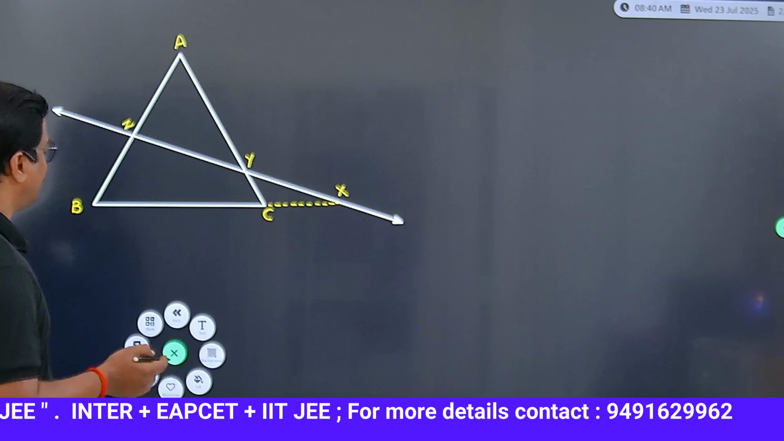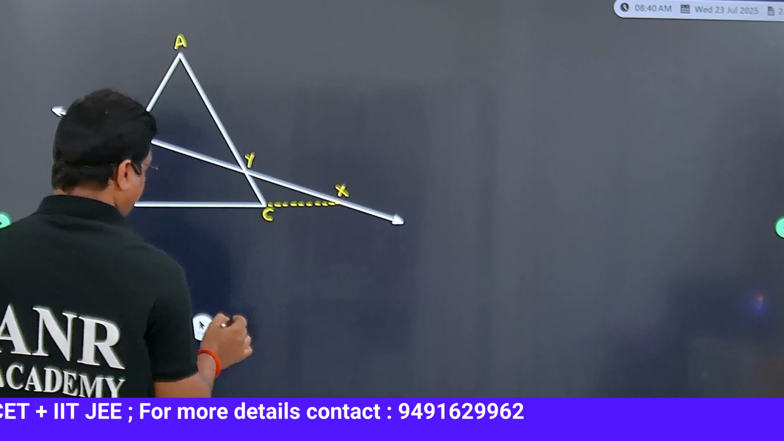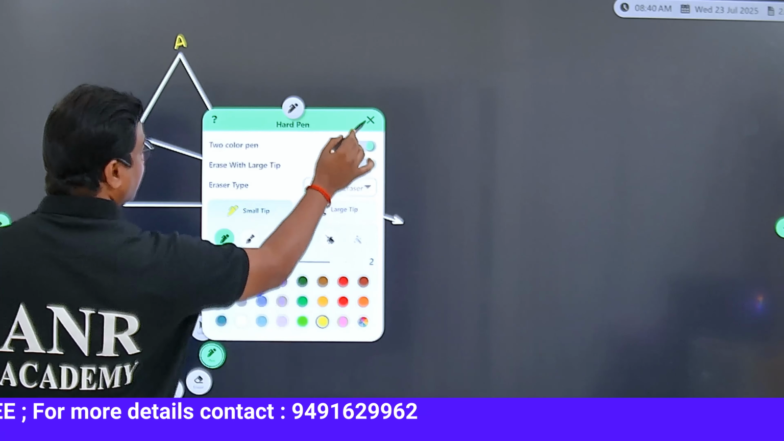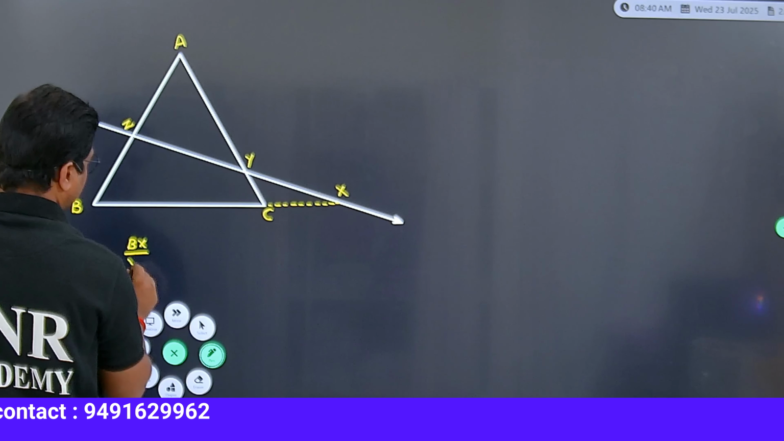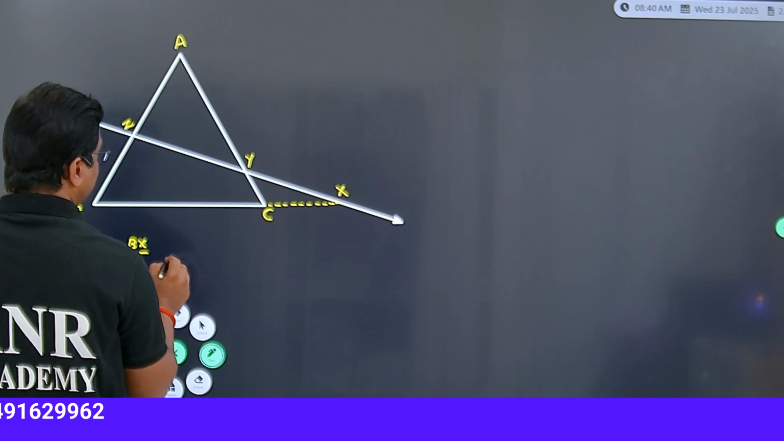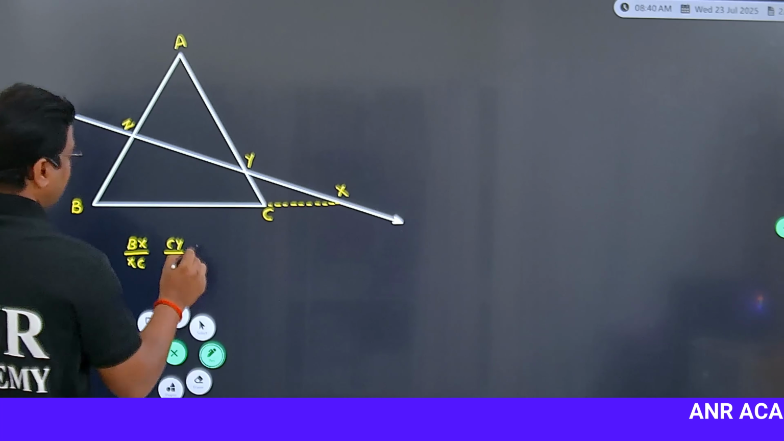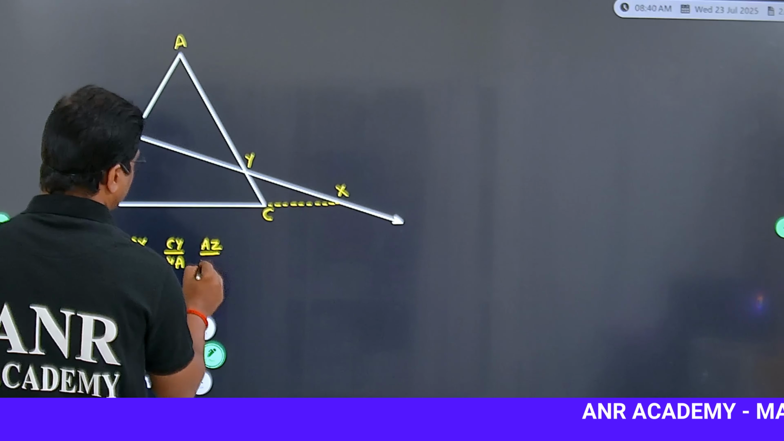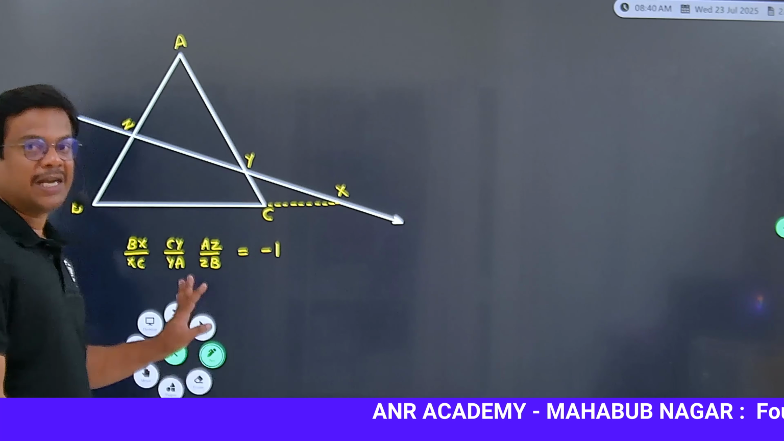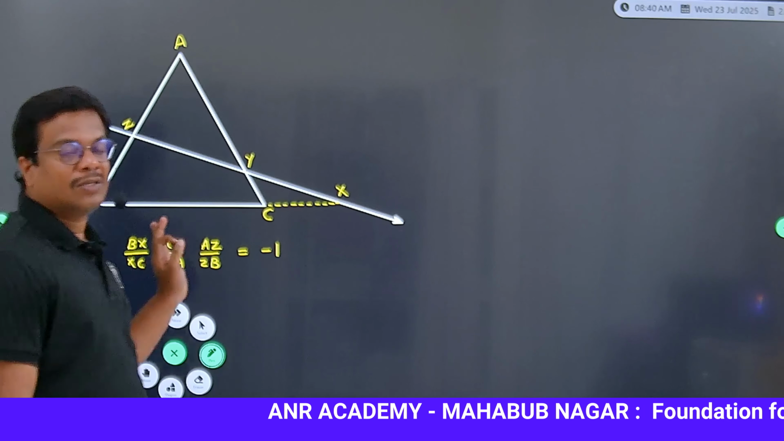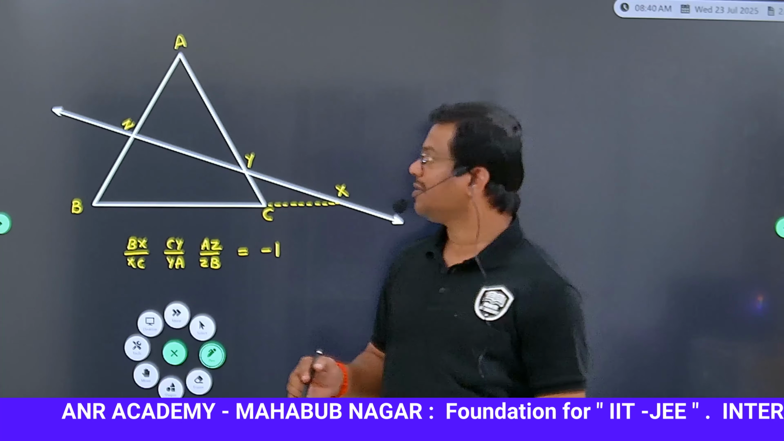Now our aim is to find the ratio BX by XC, next CY by YA, AZ by ZB. Finally, we have to prove that this is -1, that is negative unity. To prove Menelaus theorem result, what I am doing, observe.